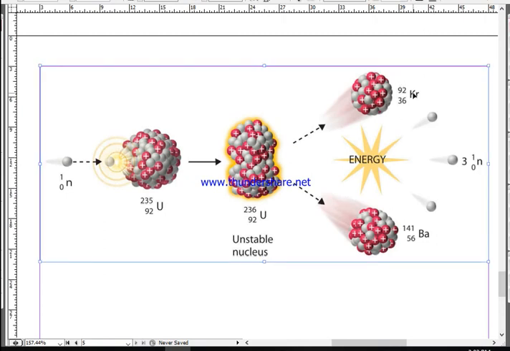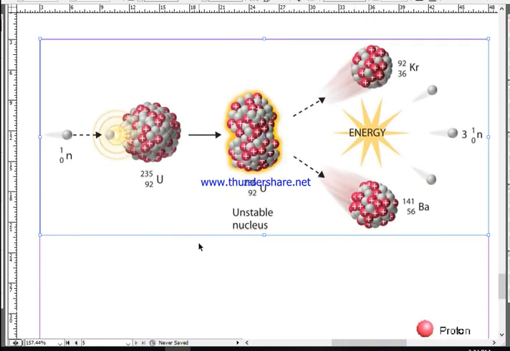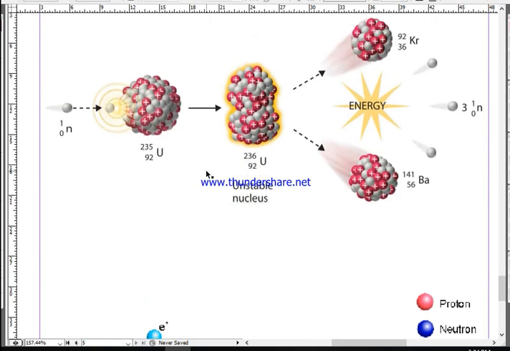The first nucleus is krypton with 36 protons, and the second nucleus is barium with 56 protons. They take the amount of neutrons which are necessary to make their nuclei stable. However, 3 neutron particles are released in this process. These 3 neutrons further bombard 3 other uranium nuclei and cause the reaction to continue. This is the nuclear fission reaction.